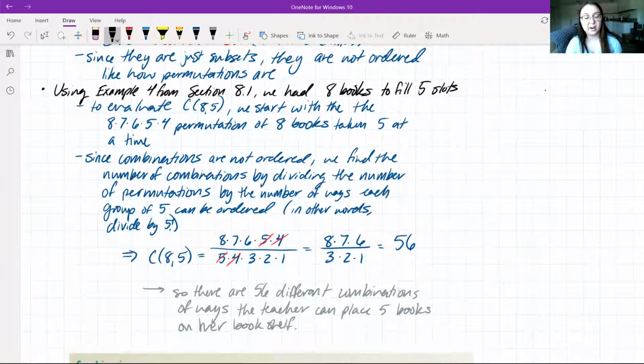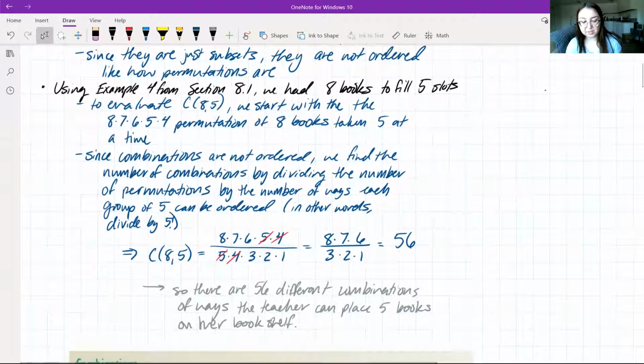So what we see here is that when we have our combination, we take that permutation that we had, that was the 8 times 7 times 6 times 5 times 4. We take that value and we're going to divide by 5 factorial, since we know that each group of 5 can be reordered. So when we do this, we see that we have numbers in common once again, which are 5 and 4. So we can cancel out our 5s and our 4s. And what we're left with is 8 times 7 times 6 divided by 3 times 2 times 1. When we calculate this value, we're going to end up getting 56.